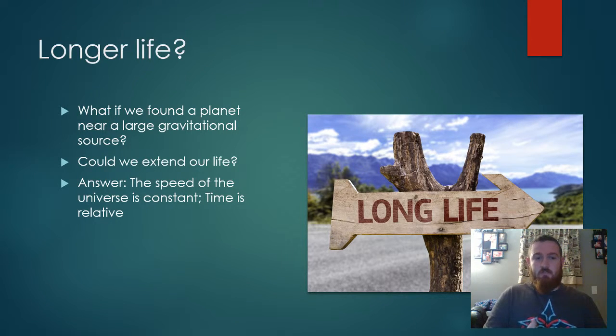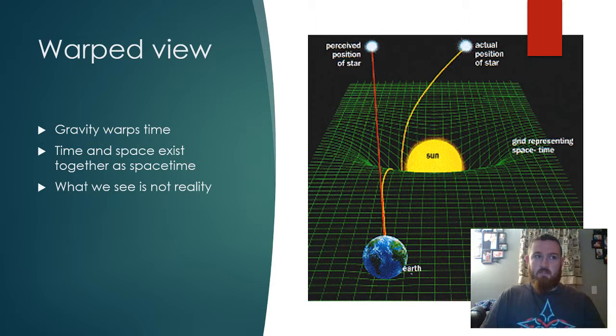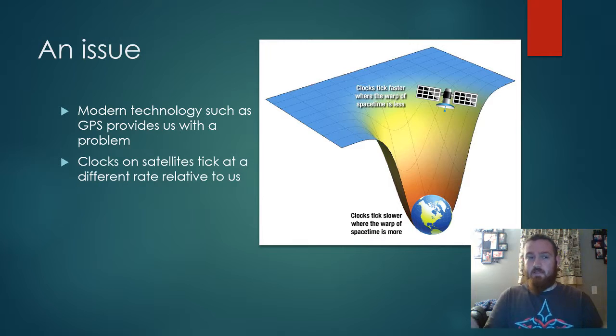The answer is the speed of the universe is constant, like I've mentioned already. Time is relative. So an outside observer might see you living far longer to them, but to you, time passes all the same. Also, because I said space and time are one plane, they're warped together. So gravity warps time, and since it's warping space-time, it's warping space too. So what we're seeing is not in actuality exactly what is reality.